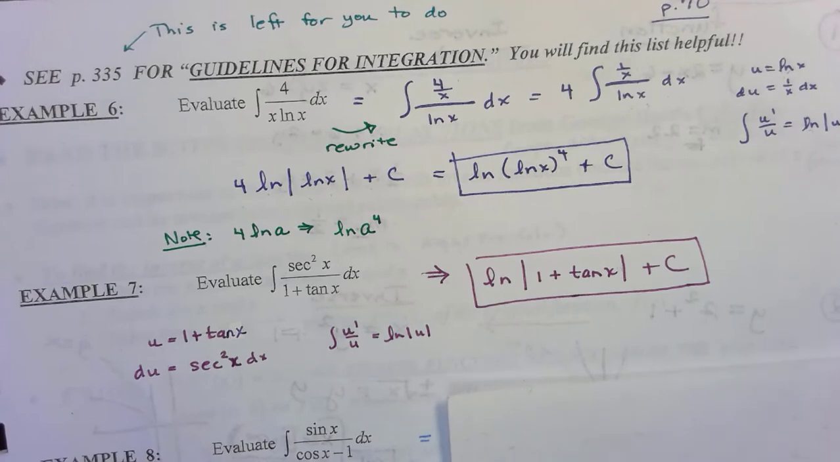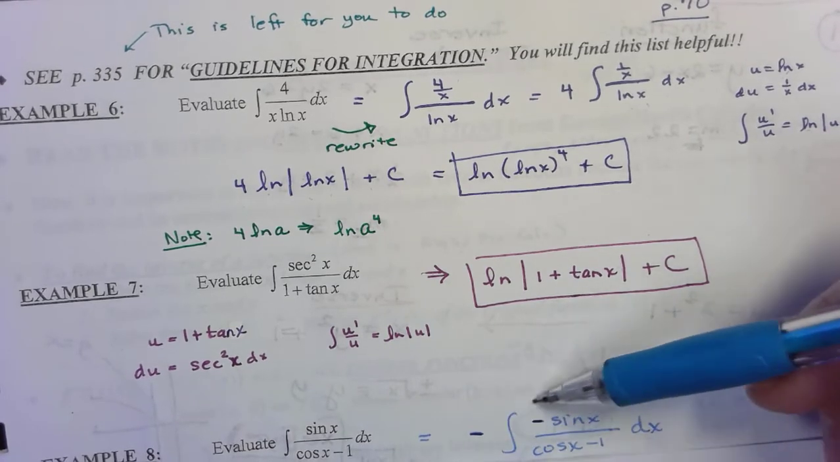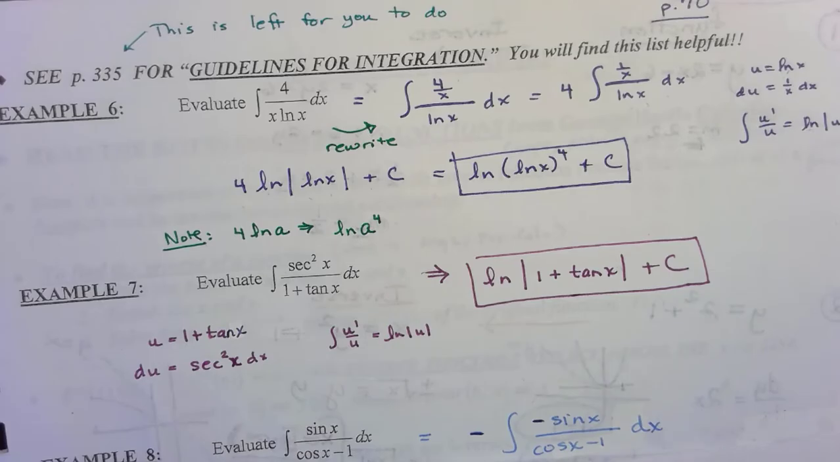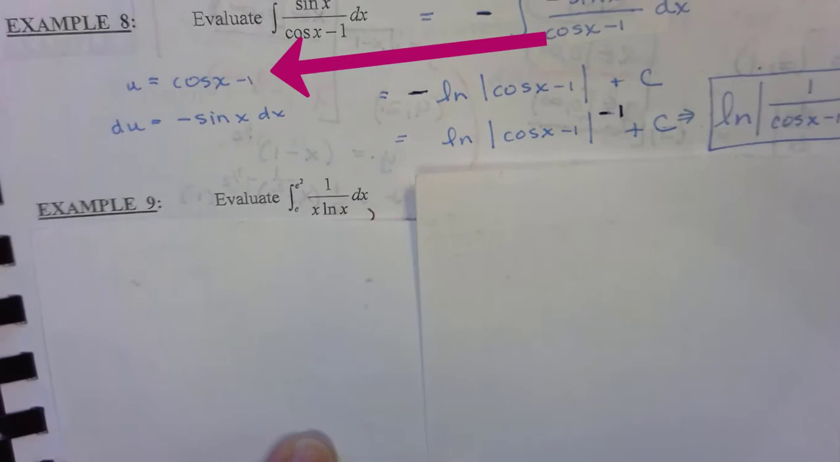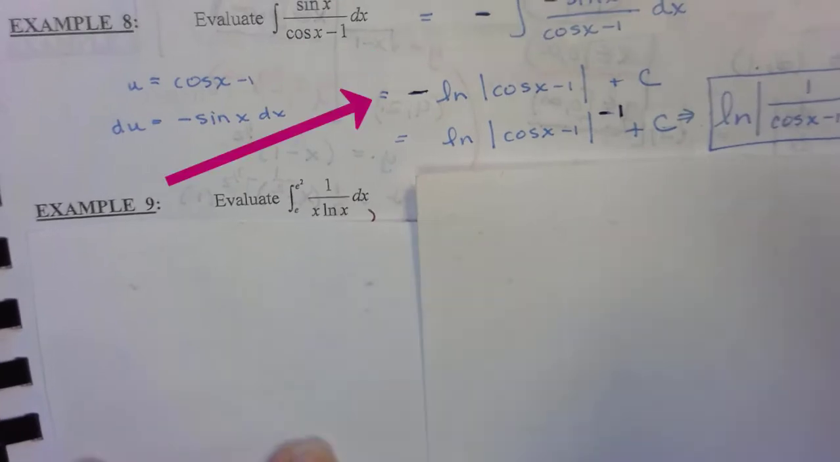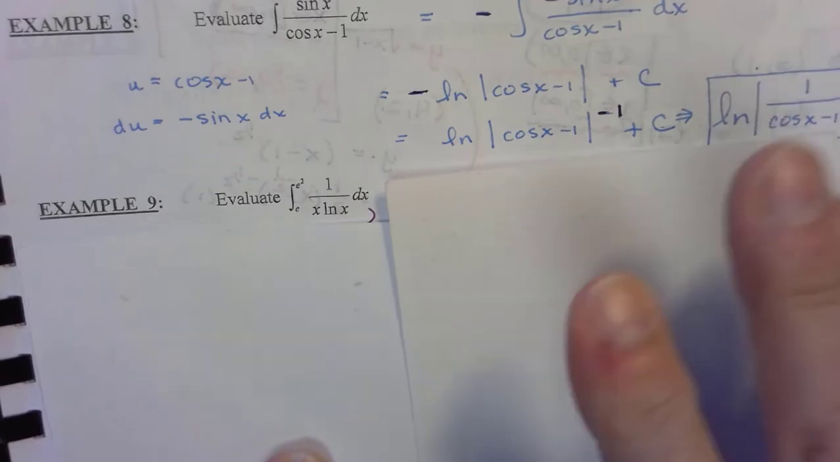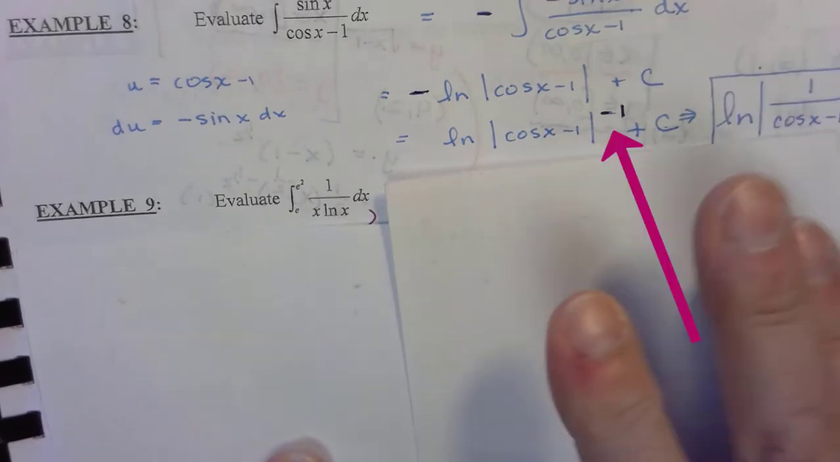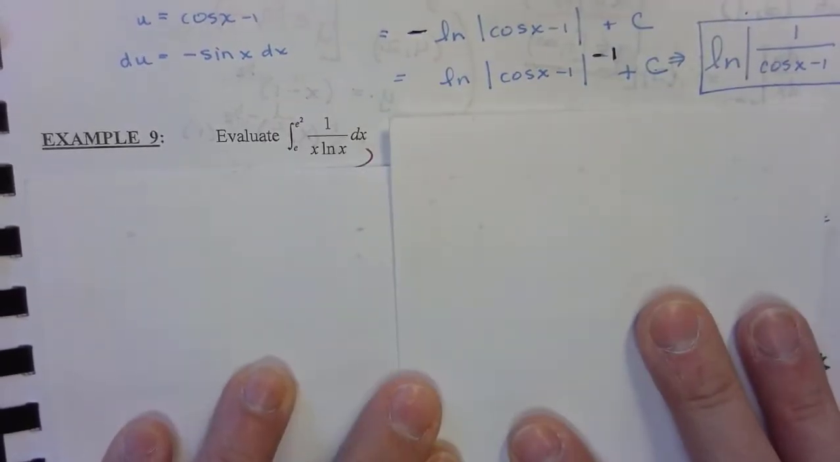This one, let's see. Negative sine is the derivative of cosine. So I need to add a negative sign to make negative sine. Okay. So my u is cosine of x minus 1. My du is negative sine x dx. I now have that. So I have the natural log of the absolute value of cosine x minus 1 plus c. What does that negative coefficient do? It becomes the exponent. What does the exponent do? It does this.